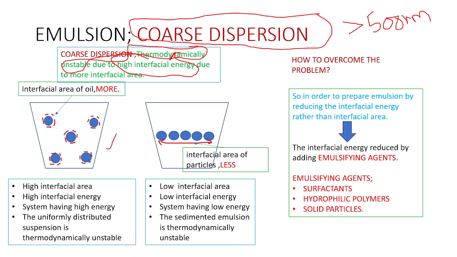This is a uniformly distributed emulsion. This is an unstable emulsion. These blue colored things are the oil droplets. This is the interfacial area of this oil droplet. Next one is the interfacial area of this oil droplet. Like that, oil droplets have their interfacial areas.